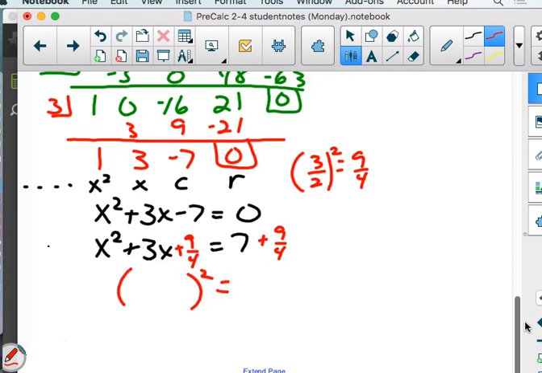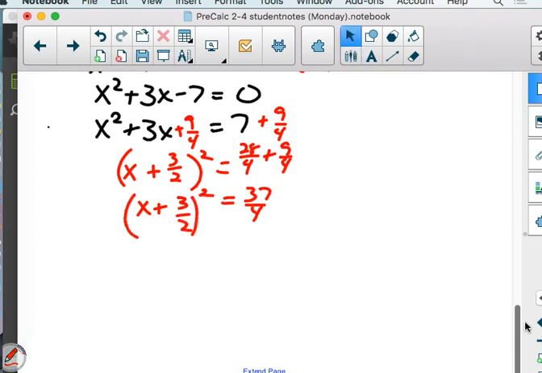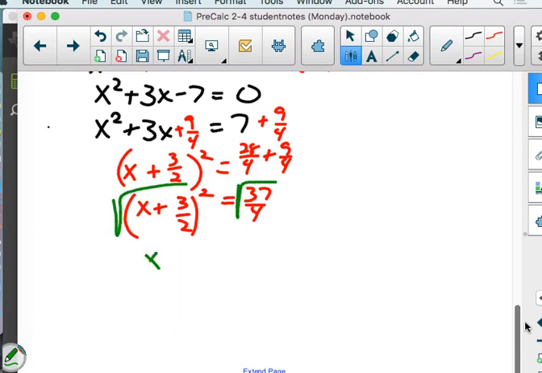And then we have to remember that 7 is the same thing as 28 fourths. So we're really going to do 28 fourths plus 9 fourths over there. But over here, all we have to do is think about the math that we just did. What we did to get the 9 fourths was square 3 halves, b over 2 squared. So now on the right-hand side, we have 37 fourths, and we have x plus 3 halves, the quantity squared. To undo squaring something, we have to take the square root. And whenever we do that, we have to introduce that plus or minus.